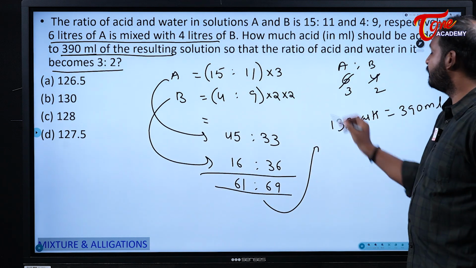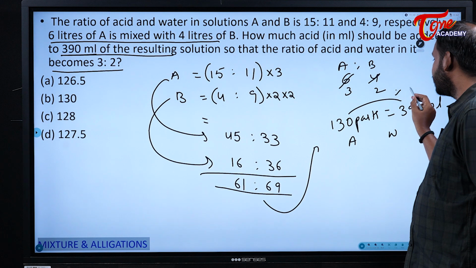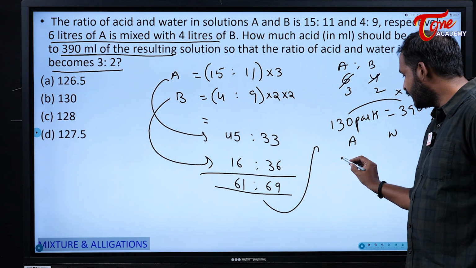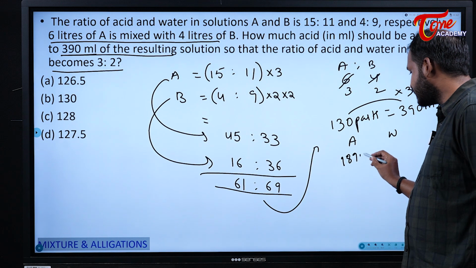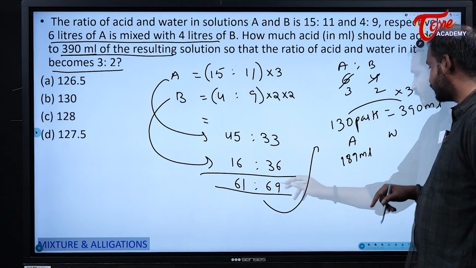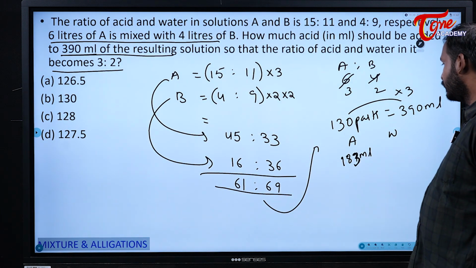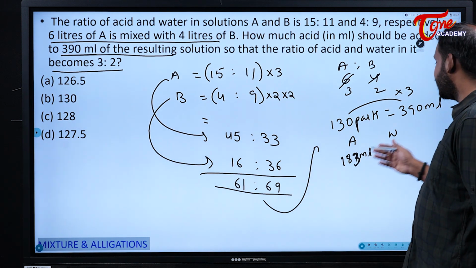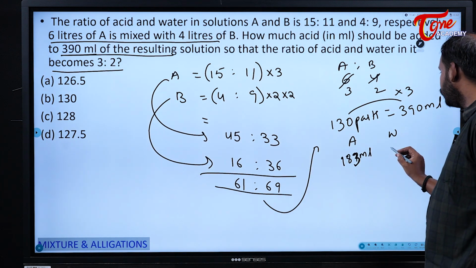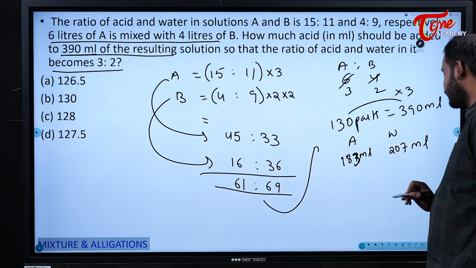Now tell me what will be my acid and water in this one. Because into 3, acid is how many parts? 61 parts. That means 61 into 3 becomes 183 ml. So my acid will be 183 ml in that. And 69 into 3 will be 207 ml, or else directly subtract 183 from 390, and you get 207 ml of water.